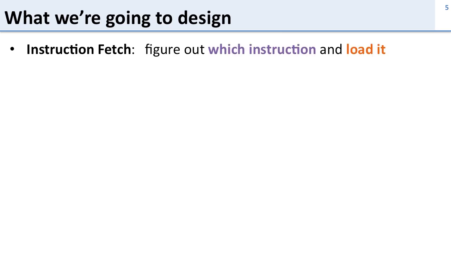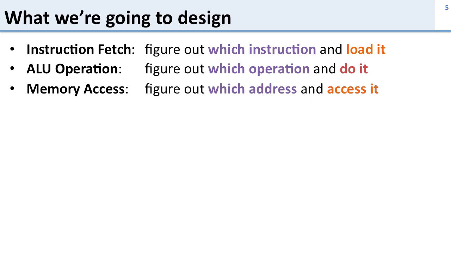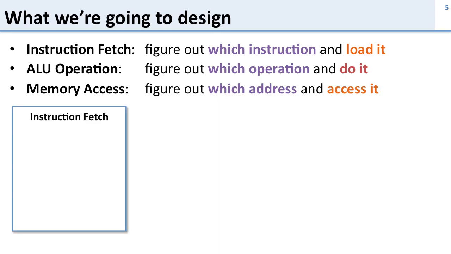So let's get started with what we're going to design. So the first part of what we're going to design is the instruction fetch. This part has to figure out which instruction to load and then load it from the memory. Then we're going to look at the ALU operation. This is going to figure out which operation to do. So should it be an add or a subtract, and then actually do it. And then finally the memory access. And the memory access needs to figure out which address to access and then go ahead and access it, either a load or a store. So let's take a look at this.